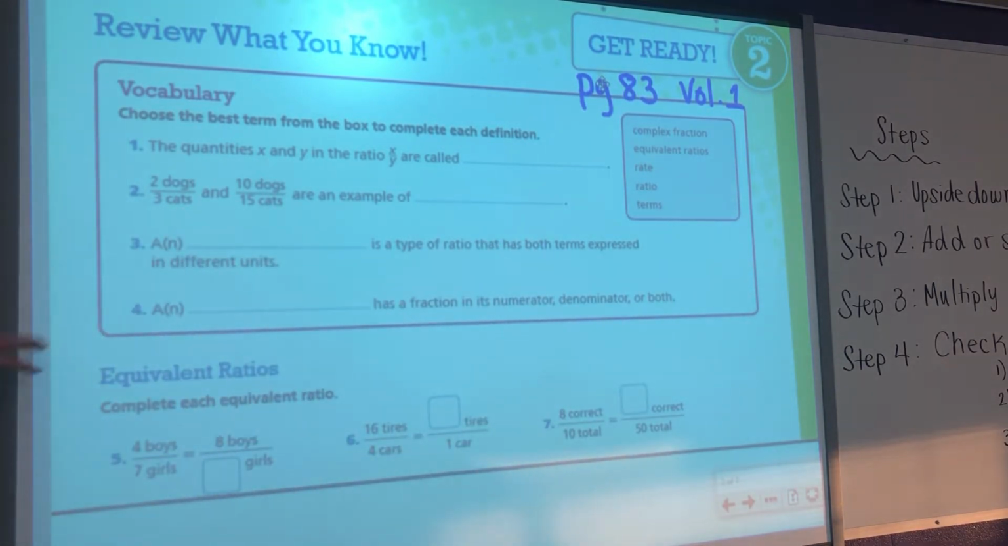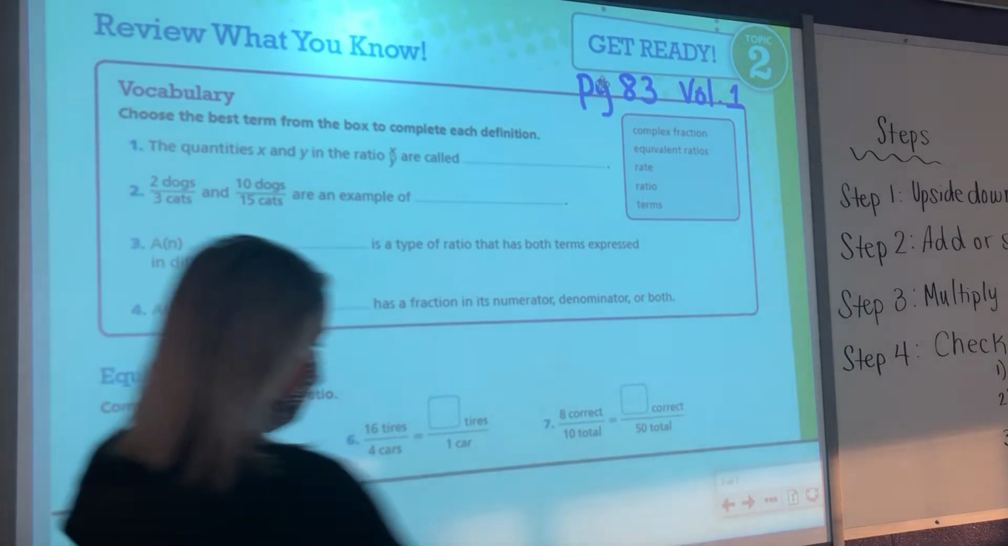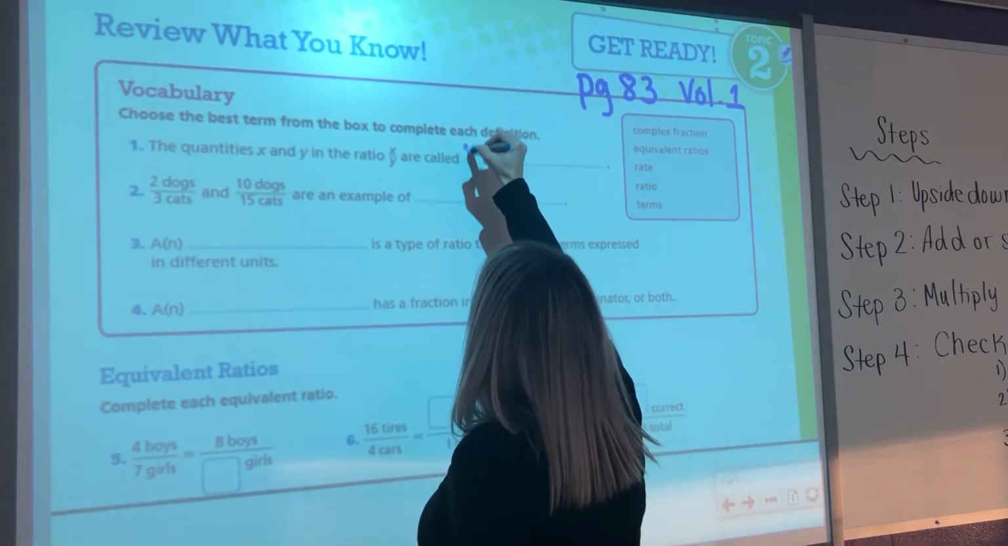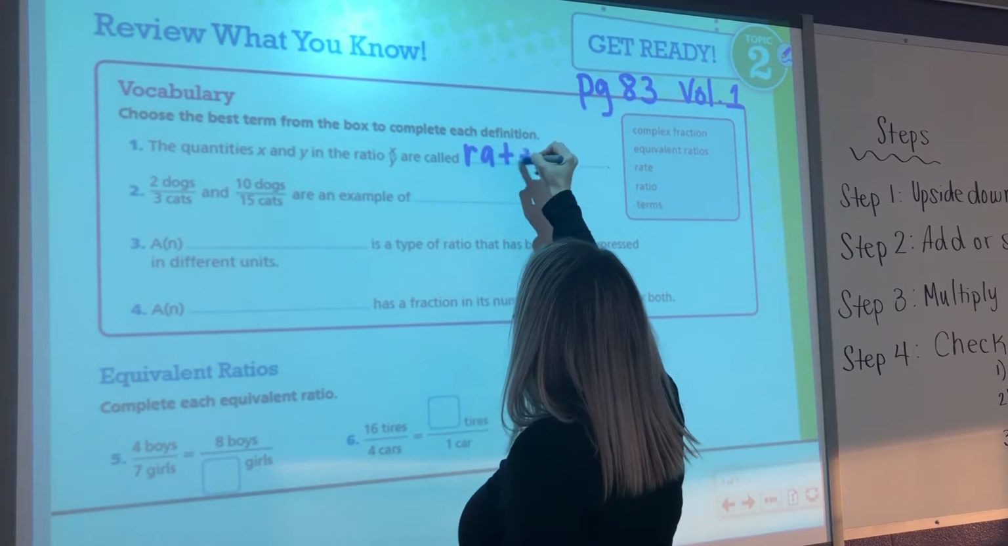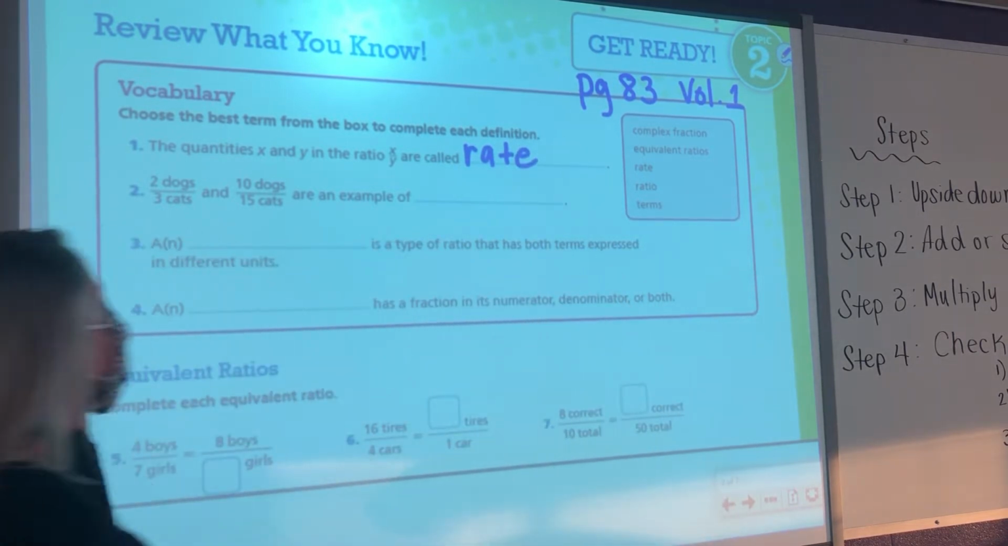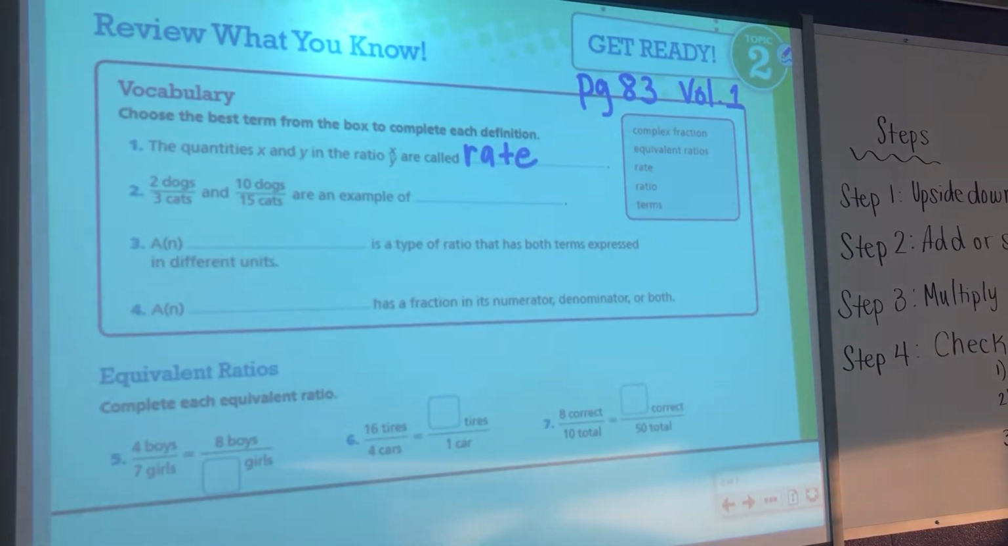Okay? So the first one, quantities x and y in the ratio x to y are called, anyone have an idea? Rate. A rate, very good. Two dogs to 3 cats and 10 dogs to 15 cats are examples of ratios. Are you sure? Wouldn't it be equivalent ratios?